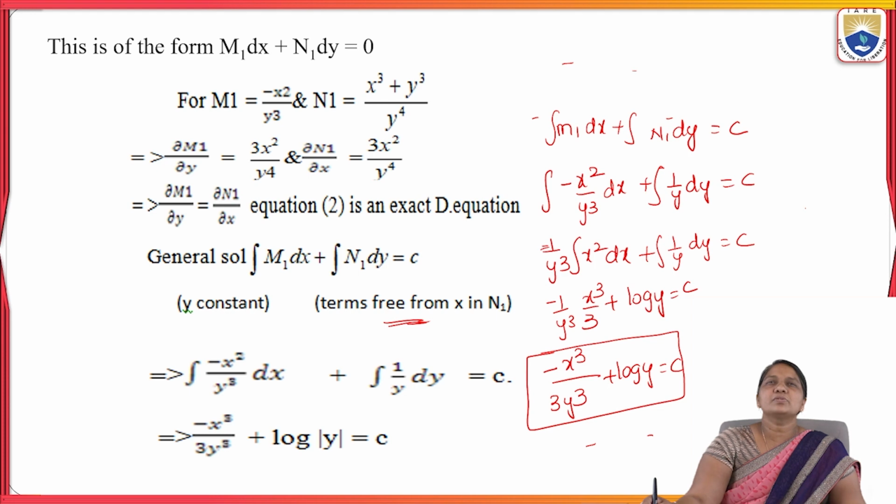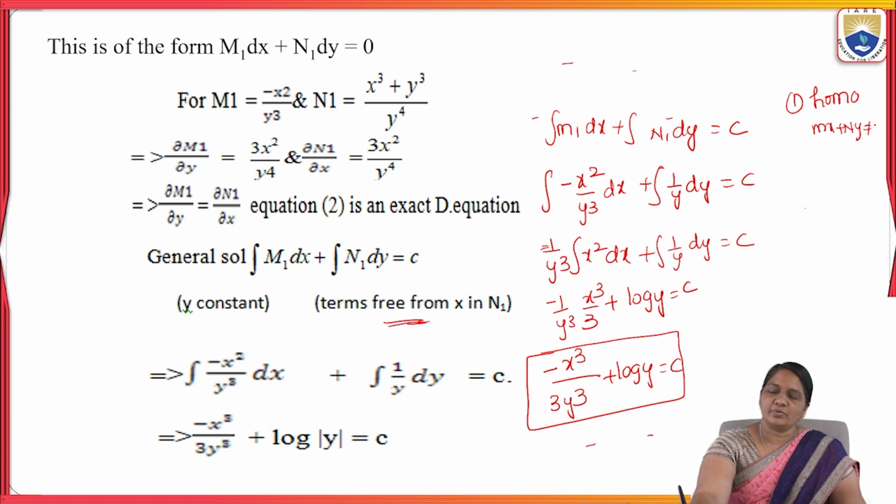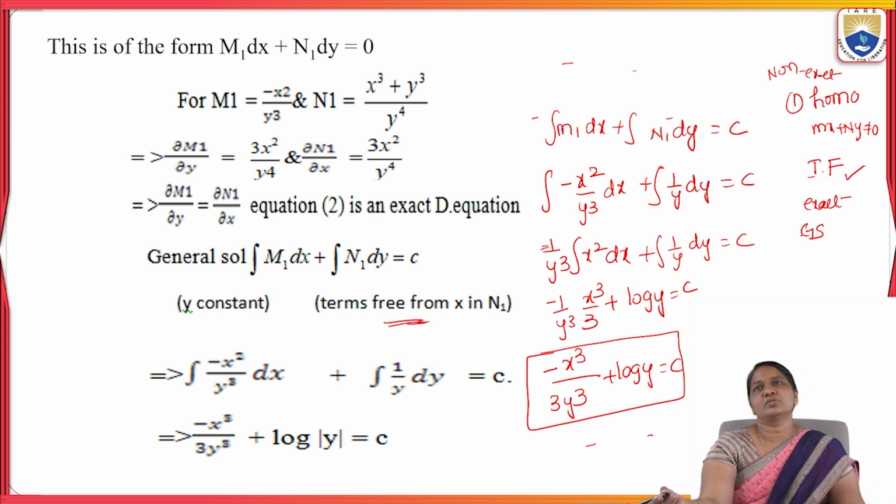So what is the procedure we followed here? First, we check whether the given equation is homogeneous and mx plus ny is not equal to 0. Then we find the integrating factor. Why do we find the integrating factor? If you multiply with the integrating factor, the non-exact equation is converted into an exact equation. Then we can find the general solution. This is the procedure we follow to solve the non-exact differential equation.